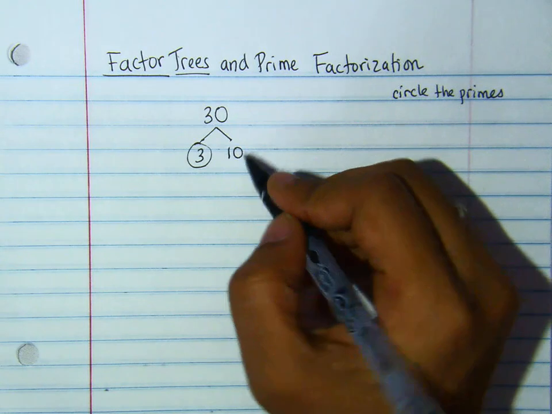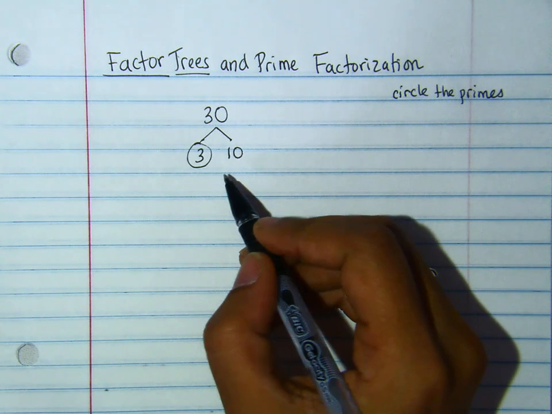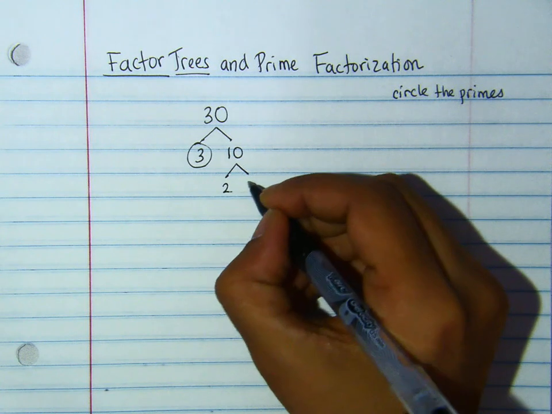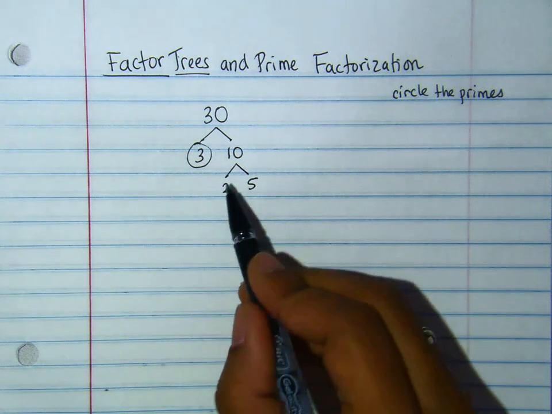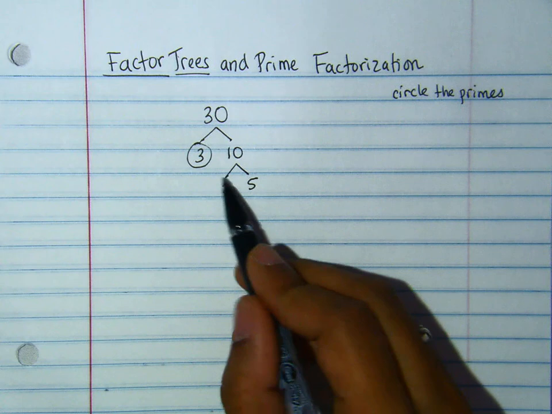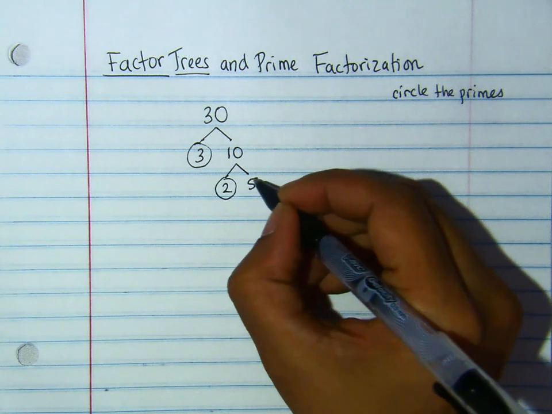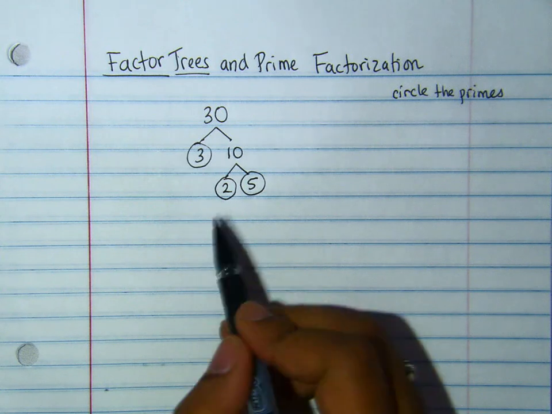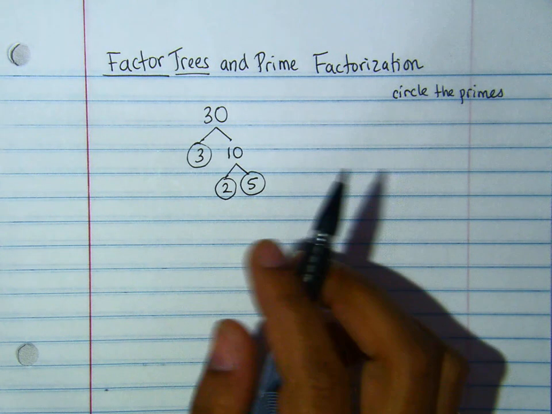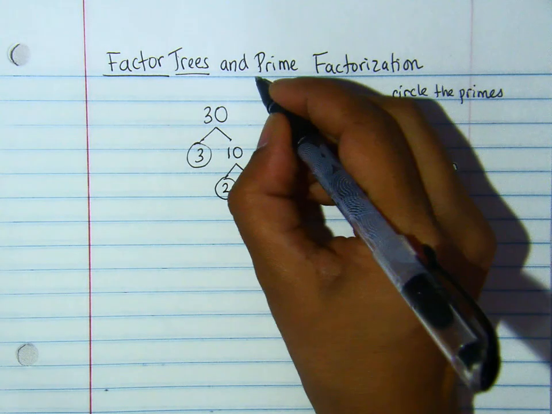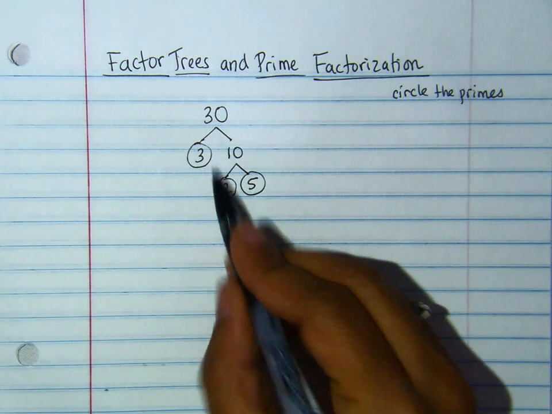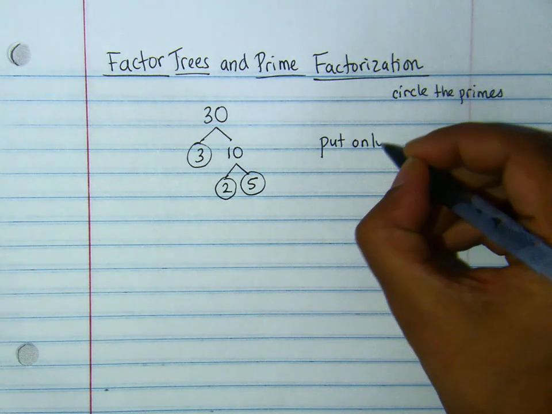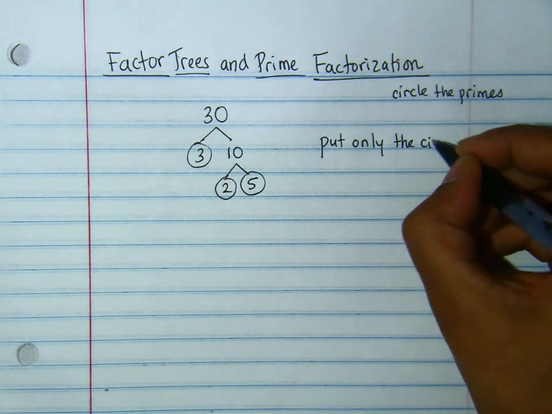So then I look at the next branch, and here I have 10, and I say, okay, what times what gives me 10? And I say, okay, I know 2 times 5 gives me 10. And then I look at each of those branches, and I see that 2 is also prime, and 5 is also prime. And so once every branch has a circle at the end of it, I'm done. And then I write my prime factorization by putting only the circled numbers in my answer.